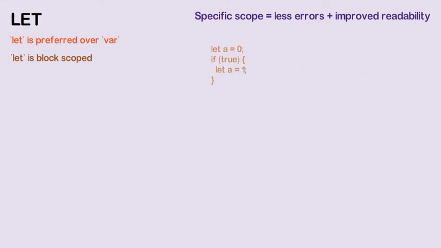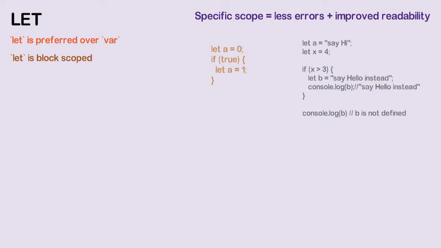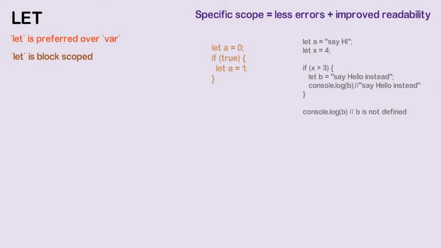Here A was assigned 1 in the if block. That assignment was local to that block, so the global A was still 0. The if block scope was separate from the global scope. And here we can see that using B outside its block returns an error. This is because let variables are block scoped.